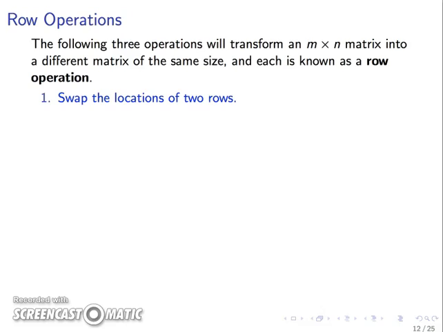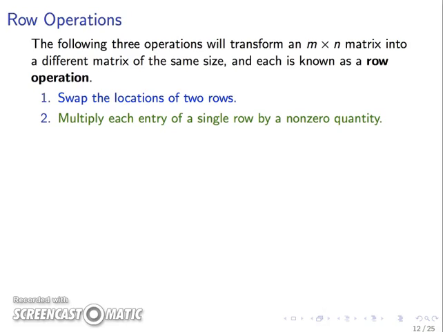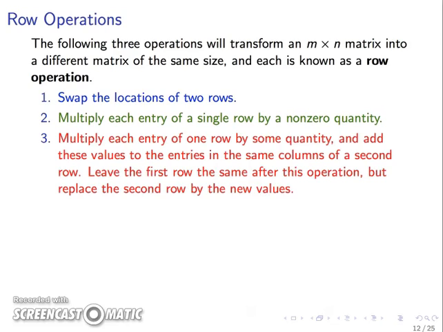There is an exchange. There could be a swapping of rows in 2 different locations of the matrix. It is allowed to multiply one row by a non-zero quantity. It's going to be called a scalar. The scalar is another word for saying a number. And then you can do the following: you can do basically number 2. That gives you a new row of numbers. But then you can take that row and add those values to the entries of another row. You do that column by column, entry by entry, and then leave the first row the same after this operation, but replace the second row with the new values.